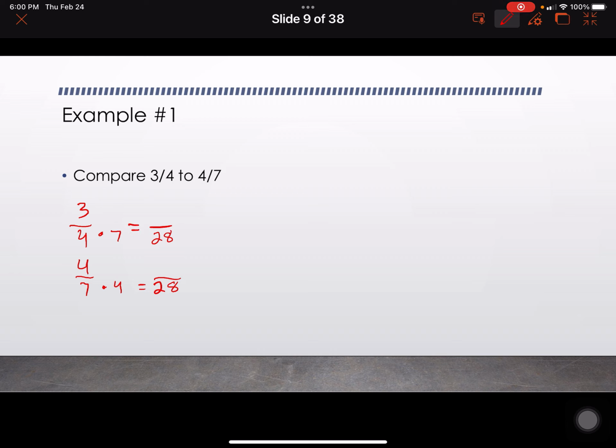Now, remembering our golden rule, which says that whatever we do to the bottom of each fraction, we must do to the top, we multiply across to get our new numerators. Now we can see that these are easily comparable, and this 21/28 is bigger than 16/28. Which means that our original fraction of 3/4 was bigger than 4/7.